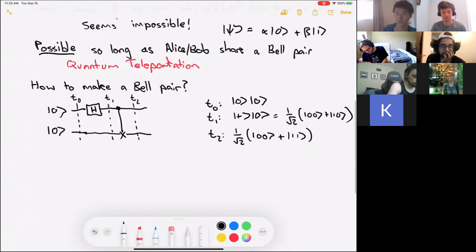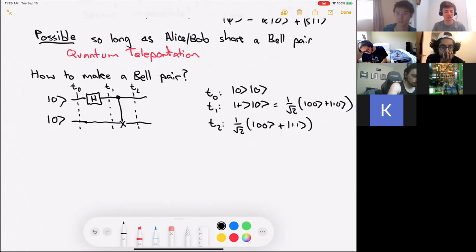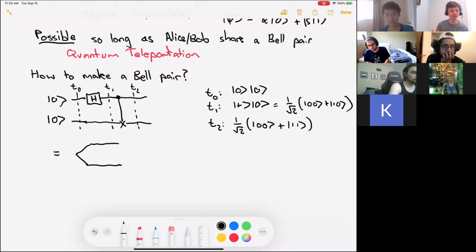There's actually an even simpler notation we often use, because Bell states are useful things that show up a lot. Which is we say this is just equal to something that looks like this. This is not some circuit. This is just notation, a specific notation that we use for a Bell state.